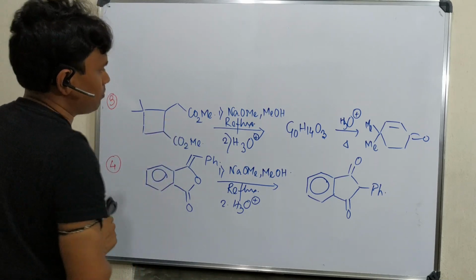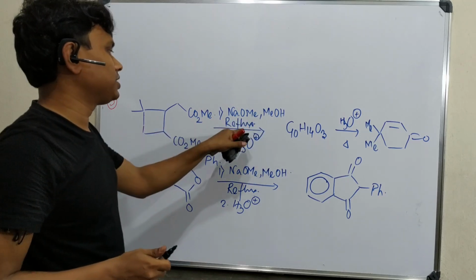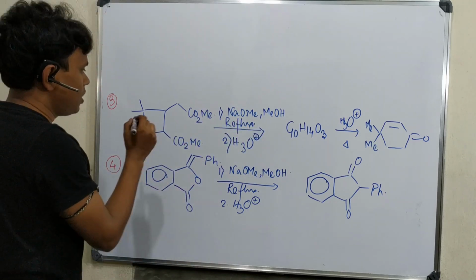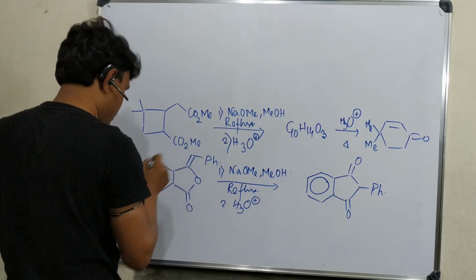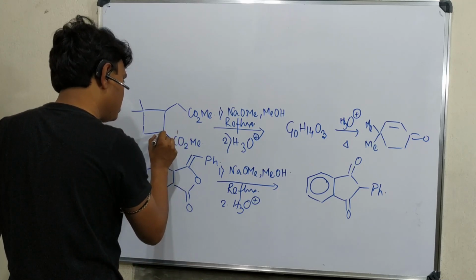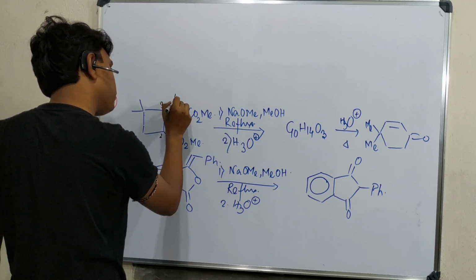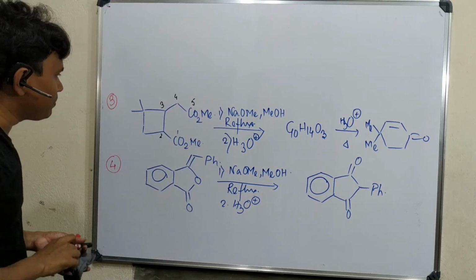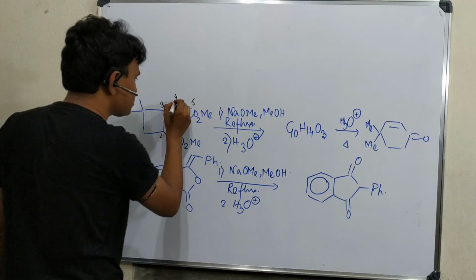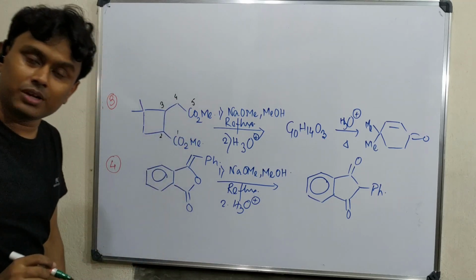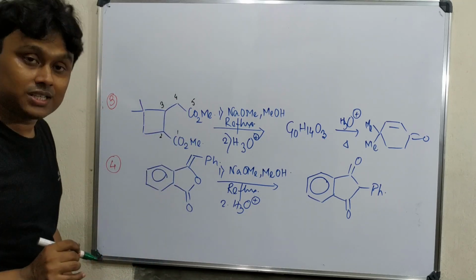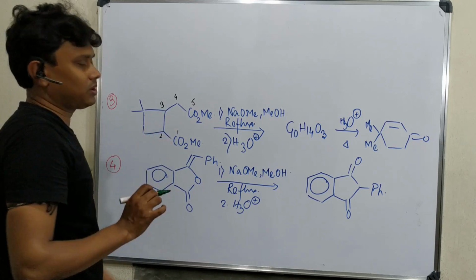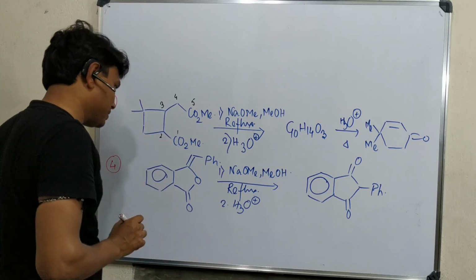This example is also sodium methoxide, methanol, reflux, meaning Claisen condensation. What happens if you consider from here to here? This is 1, 2, 3, 4, 5. But Claisen condensation happens from this to this, so actually it will result in a 4-member ring, and we all know that 4-member rings are very strained. So consequently this will not happen. So what are the other options?